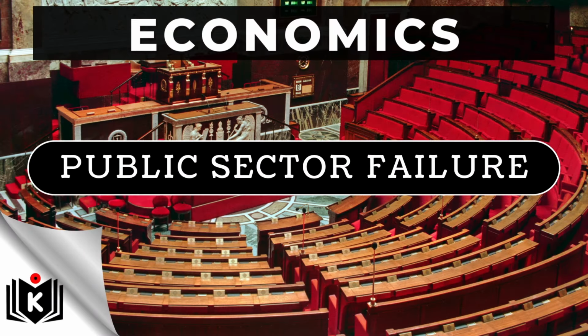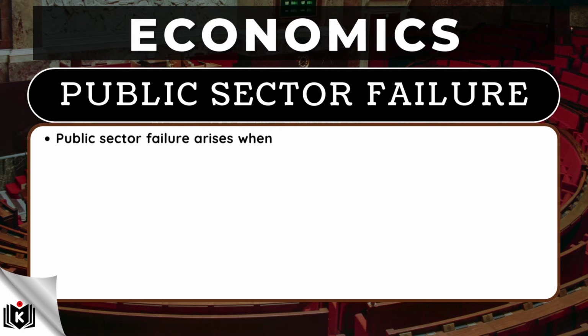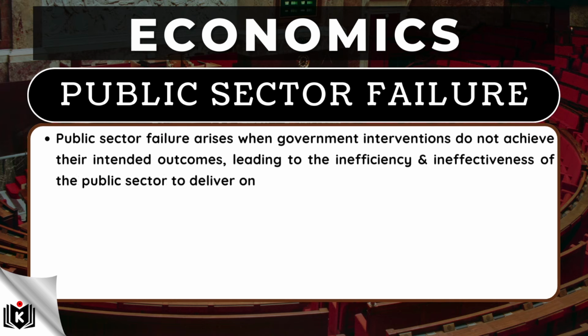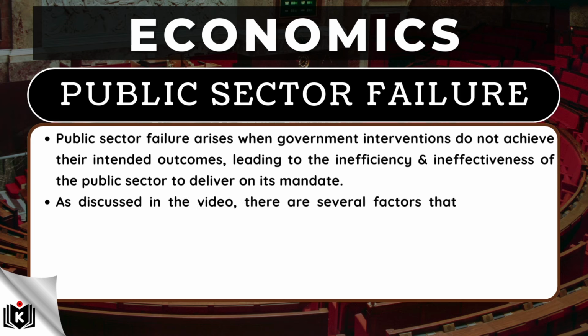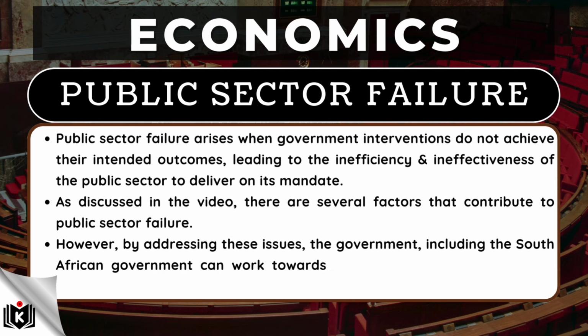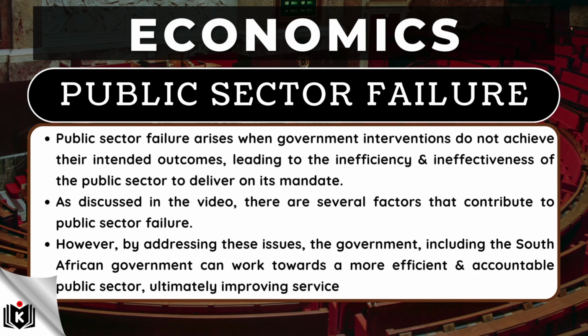In conclusion, public sector failure arises when government interventions do not achieve their intended outcomes, leading to the inefficiency and ineffectiveness of the public sector to deliver on its mandate. As discussed in the video, there are several factors that contribute to public sector failure. However, by addressing these issues, the government, including the South African government, can work towards a more efficient and accountable public sector, ultimately improving service delivery and public trust.